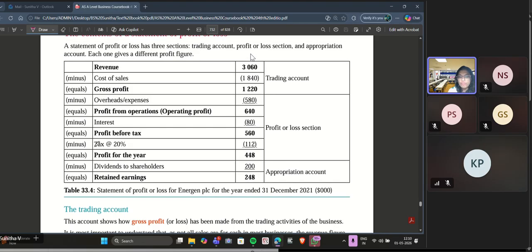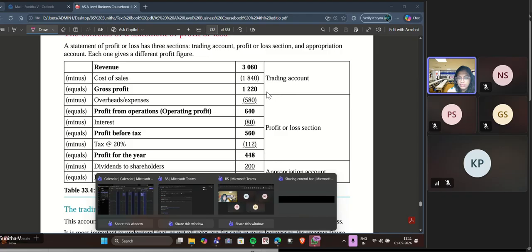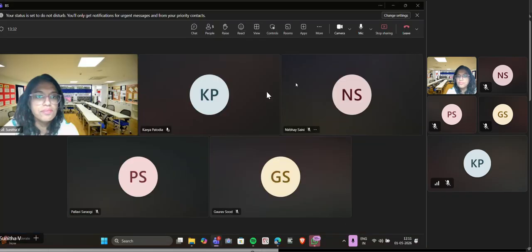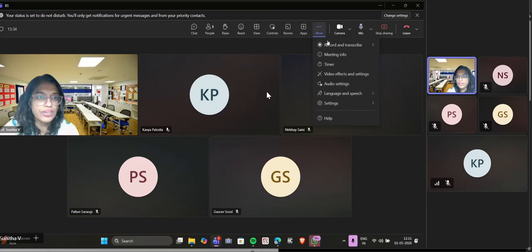This is the format of an income statement. Those who do not have accounting, please look at this. Once again, I'll start recording. I'll focus more on investment appraisal. I'm not focusing more on this chapter because calculation will not come in this chapter. So my focus is investment appraisal.